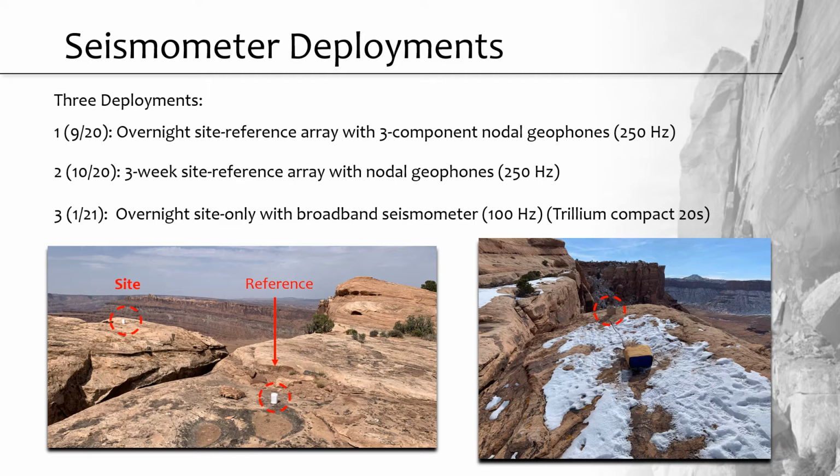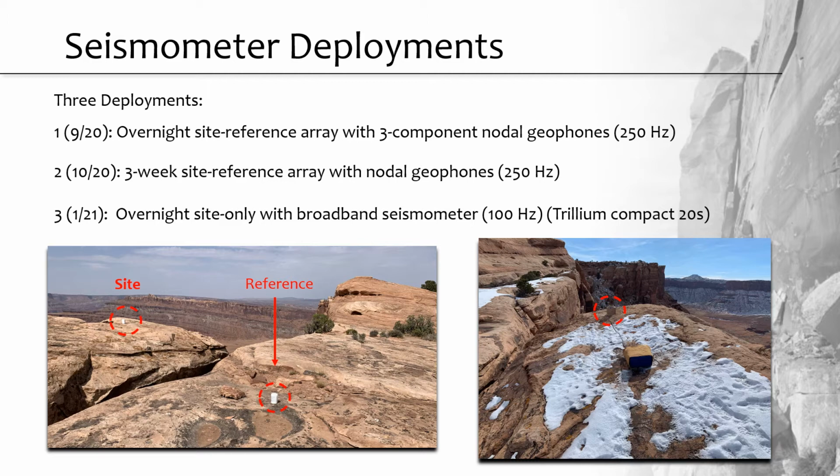On this trip, we set up site reference arrays with 3 component nodal geophones, and those nodal geophones are the smaller ones you see on the left. 3 component just means they measure vertical motion, north-south, and east-west. Furthermore, a site reference array is so that we can compare the vibrational measurements from the site and reference nodes. From that, we can determine which resonant frequencies belong to the column versus the larger cliffside. After this first trip, we found that this column provided the clearest resonant modes.